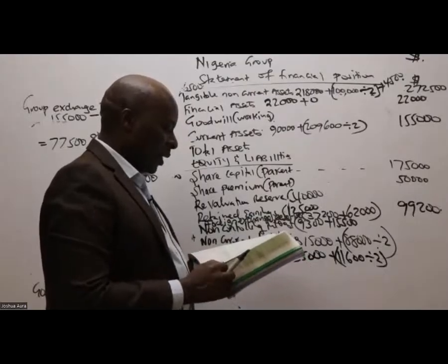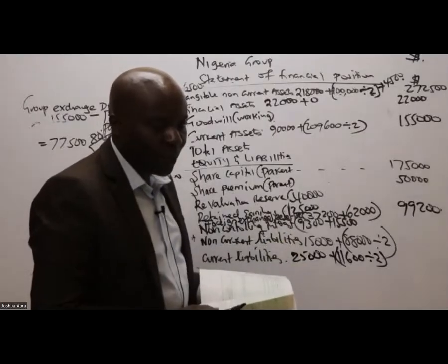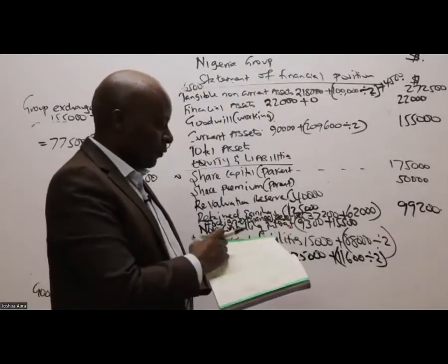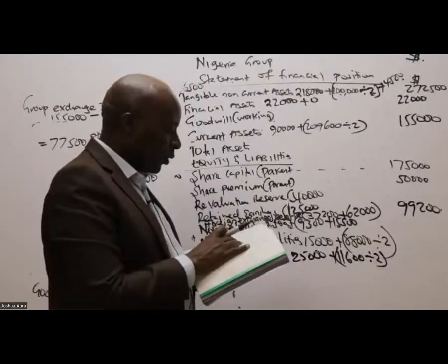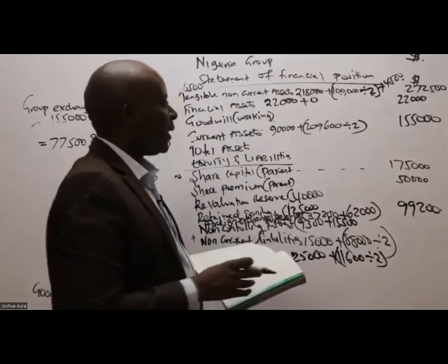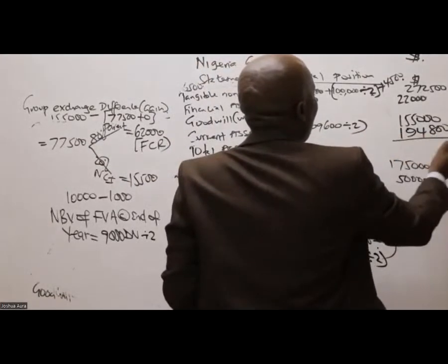Abracadabra. Is there somebody who is able to give us the current? 194, they say it is 194. Wait a bit. They say current assets are 194,800. Current assets are 194,800. So come and give me the total.